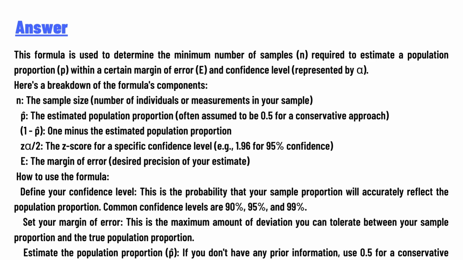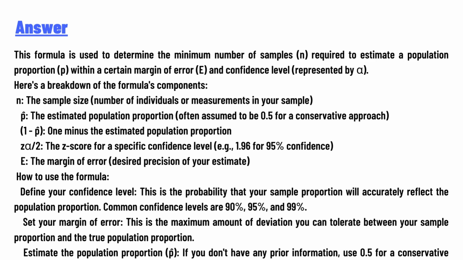1 minus P: 1 minus the estimated population proportion. Z alpha over 2: the Z score for a specific confidence level, e.g. 1.96 for 95% confidence. E: the margin of error, the desired precision of your estimate.